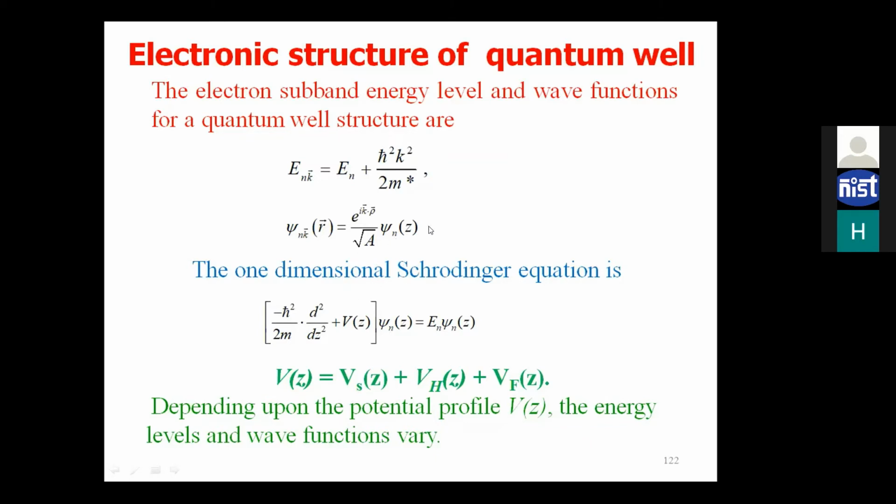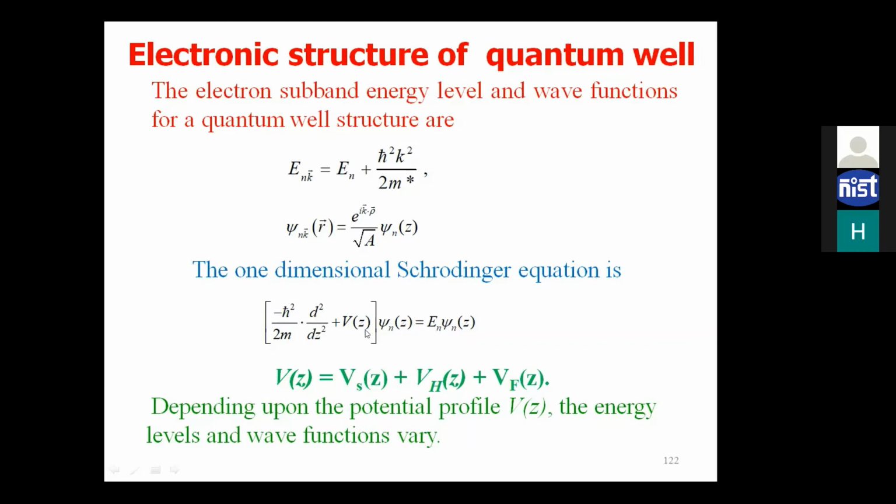your aim is to find out the energy and its associated wave function, then you will go for the solution of this Schrödinger's equation, because it describes the wave characteristics in a quantum model. So that is minus ħ² by 2m d²/dz² plus V(z) ψ_n equal to E_n ψ_n. This E_n is the energy level, energy states, and the associated function is ψ_n.